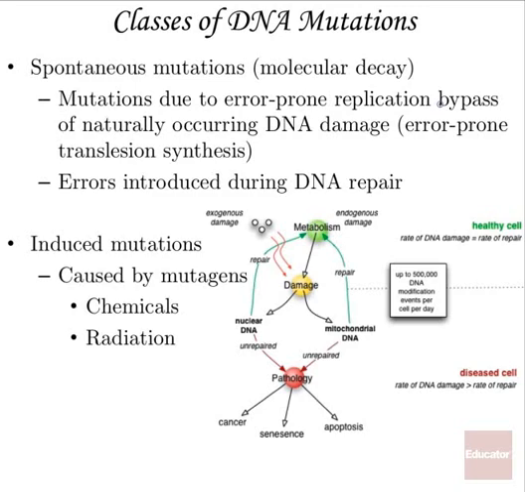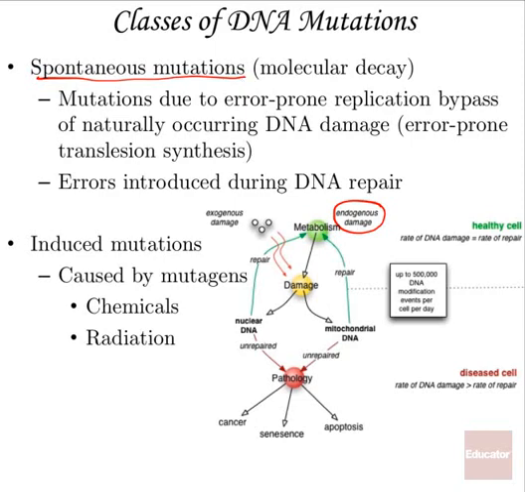Now, some of the classes of the DNA mutations, the two main ones that we're going to see are either spontaneous mutations or induced mutations. All right, our spontaneous mutations are our endogenous damage, just as a result of molecular decay. So these are mutations that are due to error-prone replication bypass of naturally occurring DNA damage. And usually this is from error-prone translesion synthesis, which is a type of DNA repair mechanism that we will talk about later in this unit. These errors are usually introduced during DNA repair.